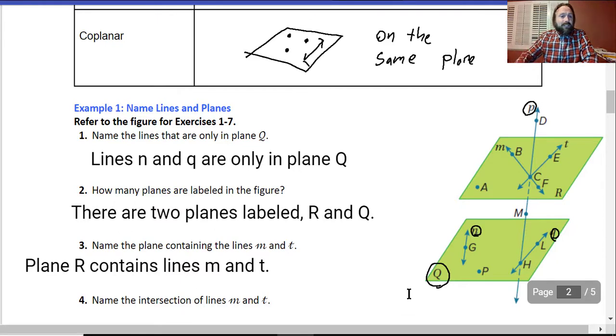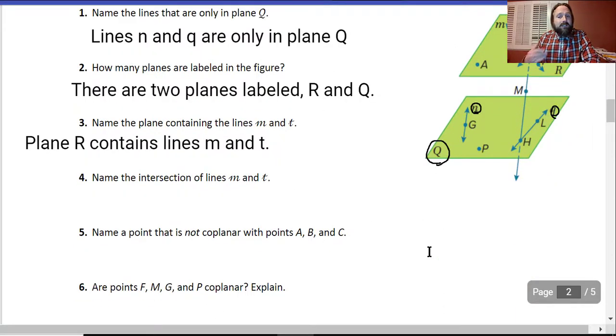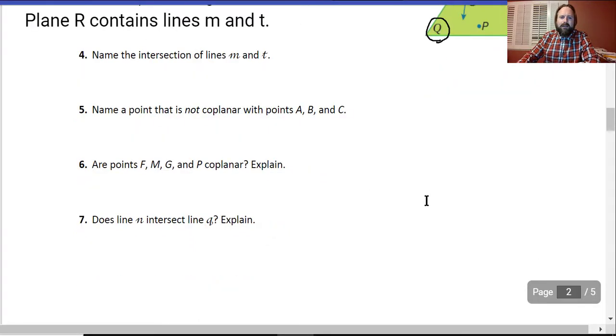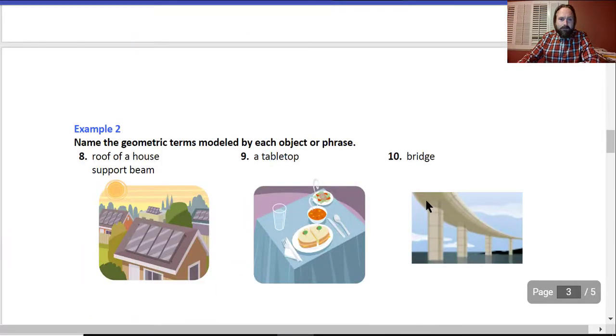All right, so we're going to continue on. Each of these asks some questions. Go ahead and ask me for help in class, but we're going to go on and discuss example 2. So, name the geometric terms modeled by each object or phrase.